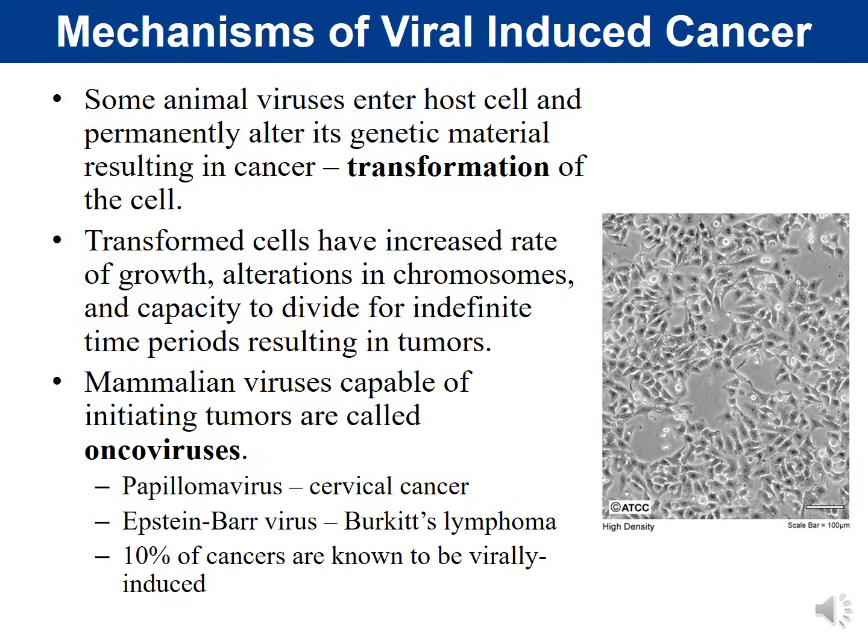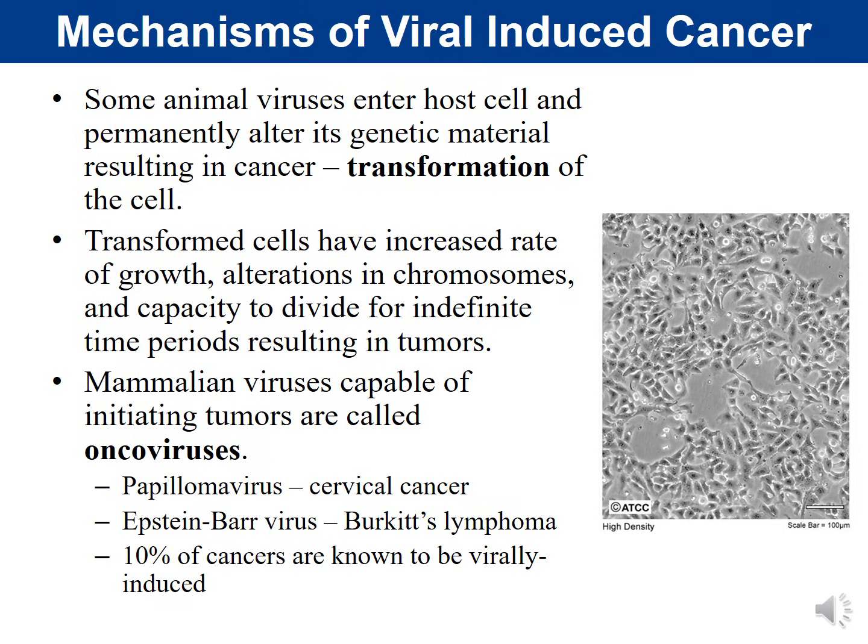And so when we look at these virally induced cells, they might have an abnormal number of chromosomes. Instead of having the normal 46 chromosomes, maybe they have 58. Maybe the sequences have changed. But basically, it's altered those cells in such a way that they might grow out of control. Mammalian viruses capable of initiating tumors, again, are what we call oncoviruses. Again, an example, human papillomavirus or HPV has been shown to have an increased risk for cervical cancer.